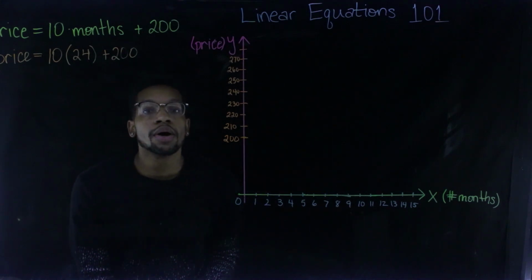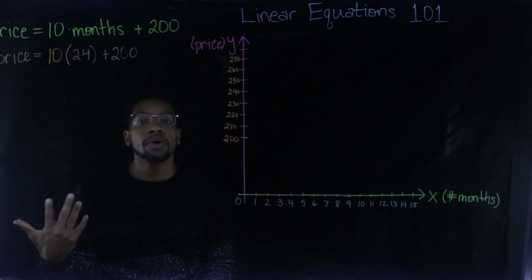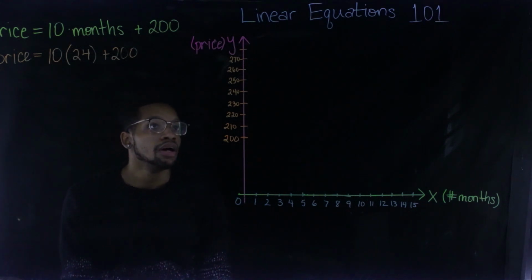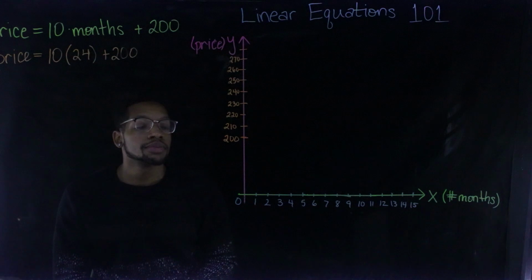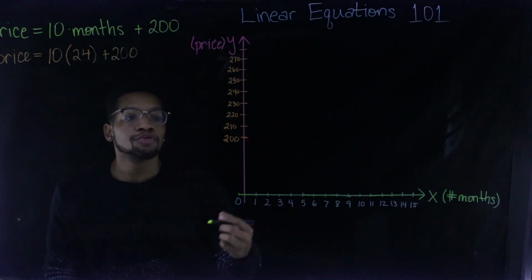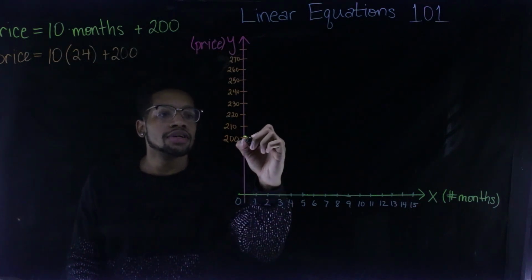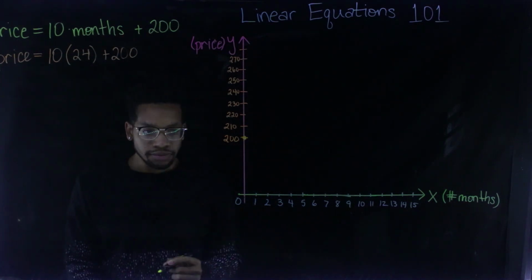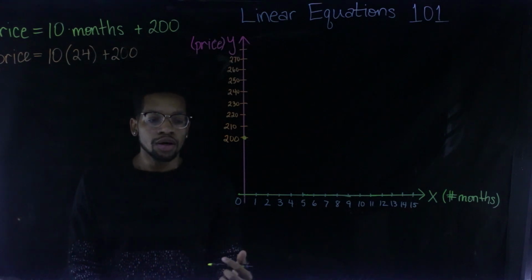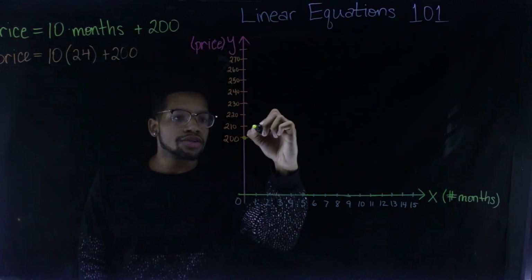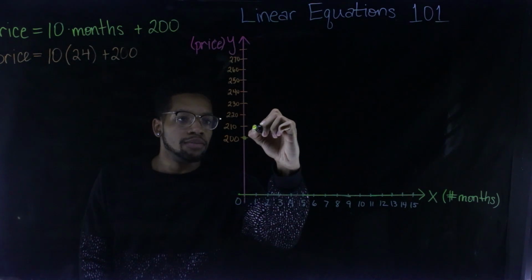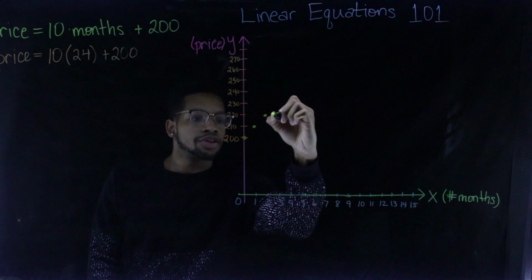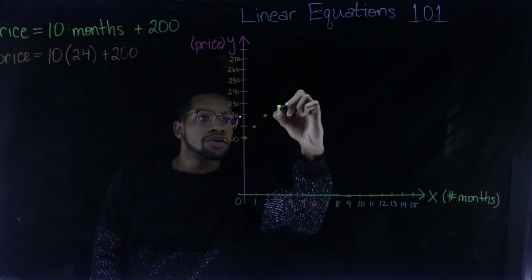All right, so another way we can look at how much we spent, instead of using an equation, is to look at a graph. That way we can just look at it and see. So let's plot the points. At 0 months, before we even started getting PlayStation Plus, we got the game, which was $200. And then just like the equation said, 1 month in, it added $10. Then 2 months in, add another $10. 3 months in, another $10.